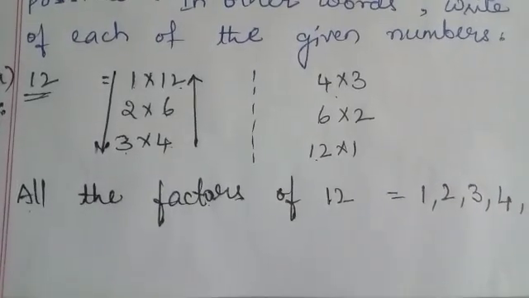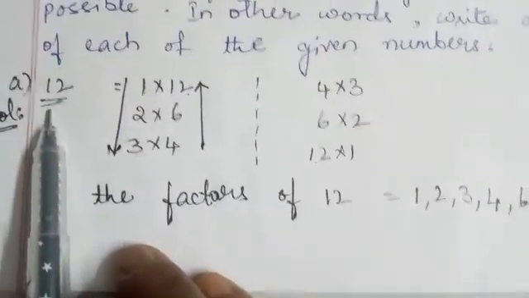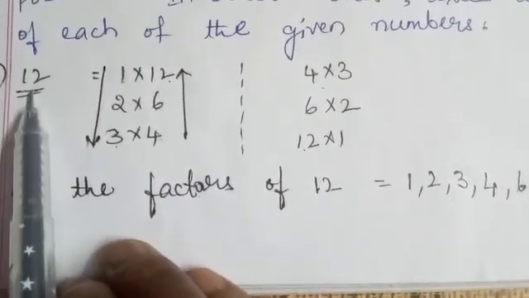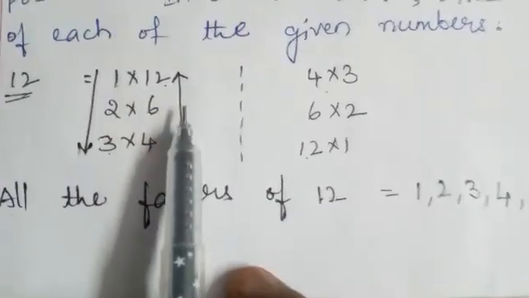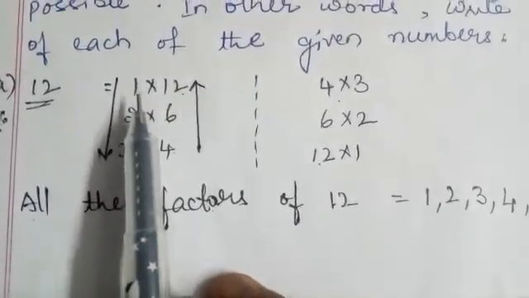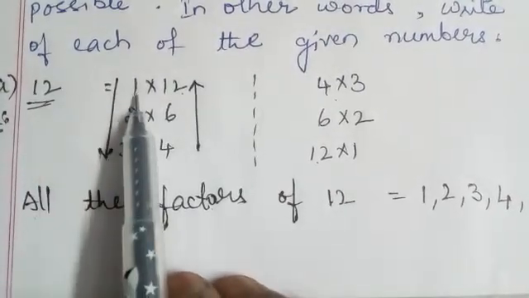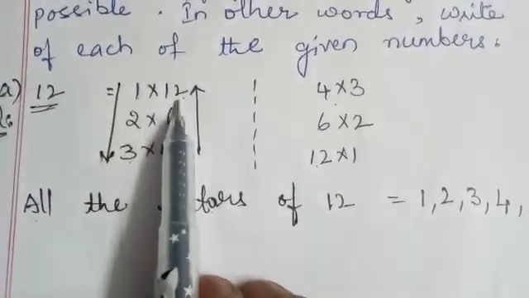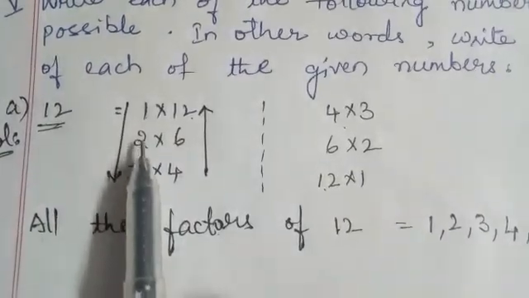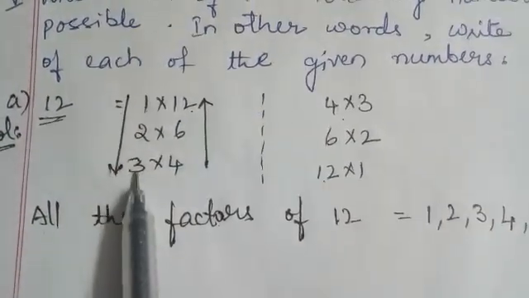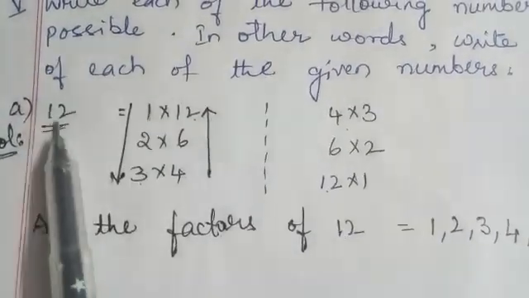Now children, if one number is given and we are told to find out the factors of 12, then how do we find them? So we will start writing the factors from the 1 table. 12 comes in the 1 table, so 1 twelve is 12. Then we will check with 2, 2 sixes is 12. Then 3 fours is also 12.